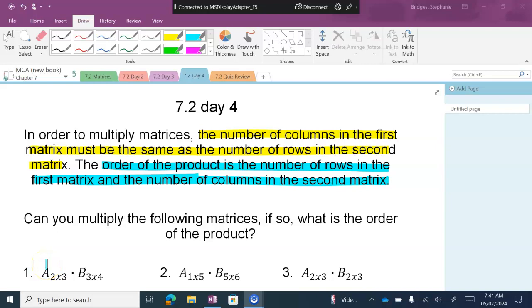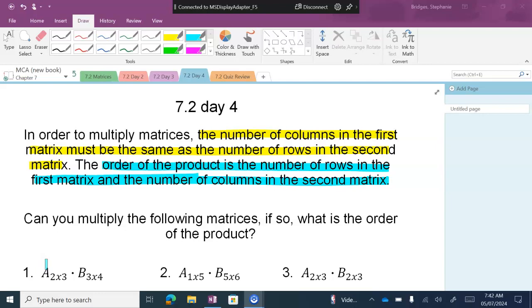All right, so yesterday when we multiplied, we did our 2 by 2s times 2 by 2s. We could multiply them because they were exactly the same size. But the rule for multiplying matrices is that the number of columns in the first matrix has to be the same as the number of rows in the second matrix. Okay, the number of columns in the first has to be the same as the number of rows in the second. So for example, if we were to multiply a 2 by 3 and a 3 by 1, okay?